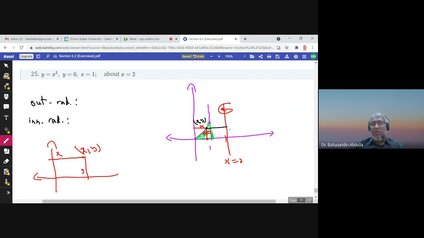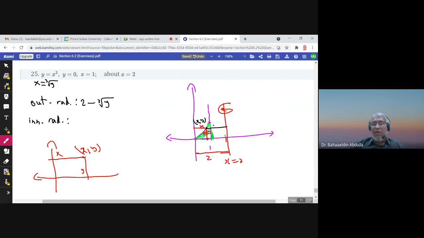So this is x and this is 2. So the distance from here to here is always 2. So to find the length of the black line segment, it's what? It's 2 minus this x, the red one. Well, this x is the x of the curve. The curve is y equals x cube, so I solve it for x. So it would be the cube root of y. This gives you the length of the black line segment.